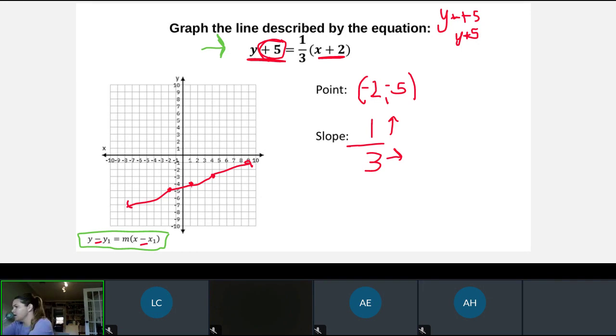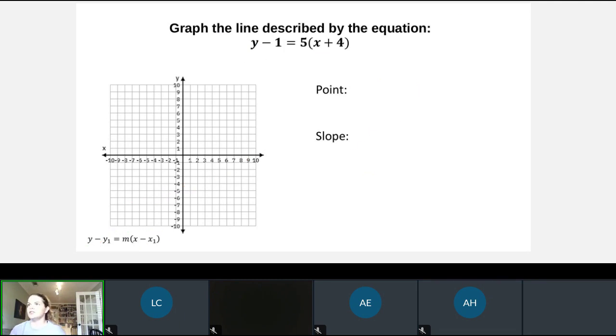Questions about how I got point, slope, or how I graph? Anybody have questions? Okay, so do I have anybody that wants to volunteer to do this one? To write it on the board? Okay, thank you, Erica. Go ahead. And then everyone else, you'll do this on your own.